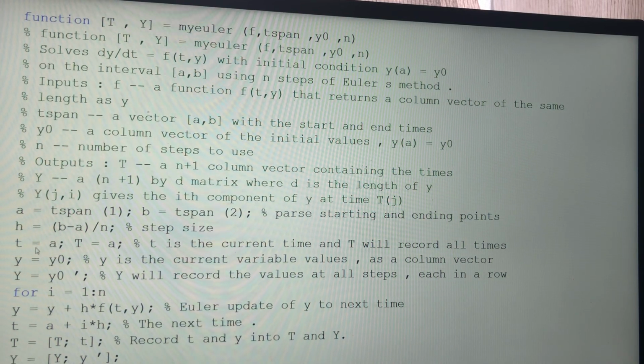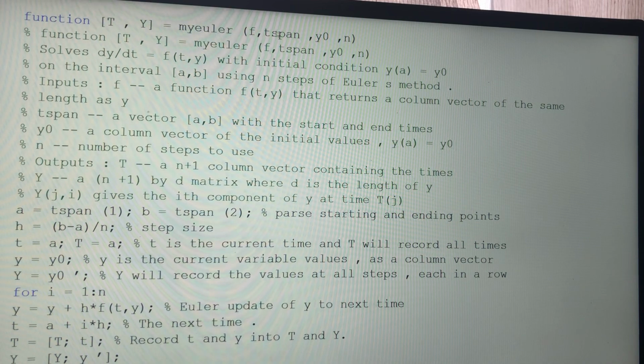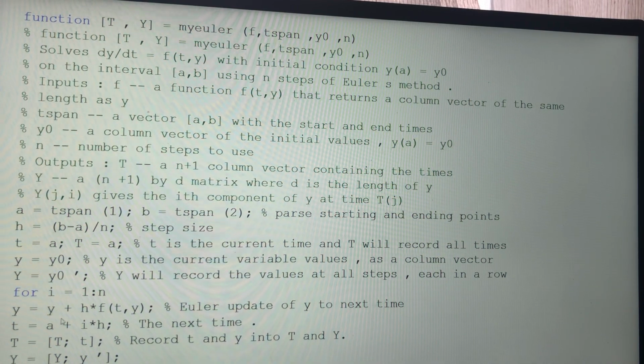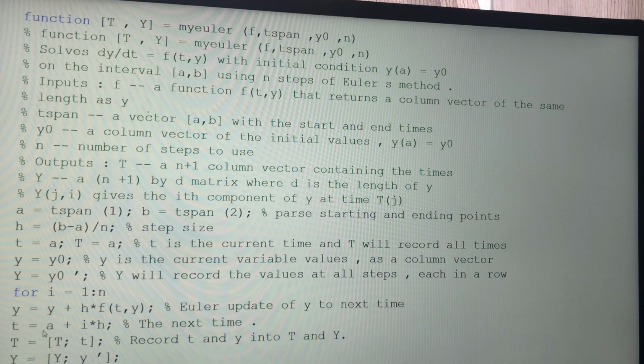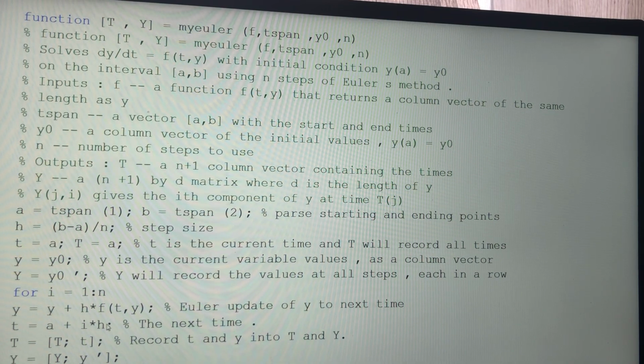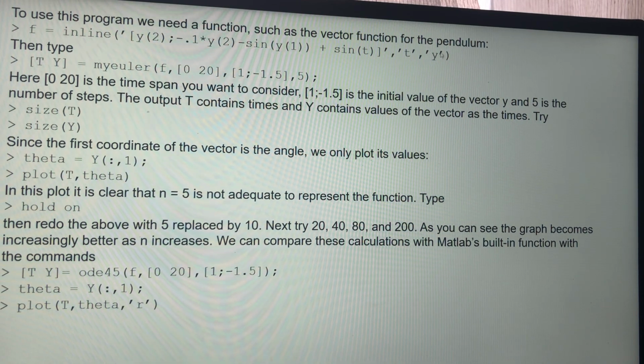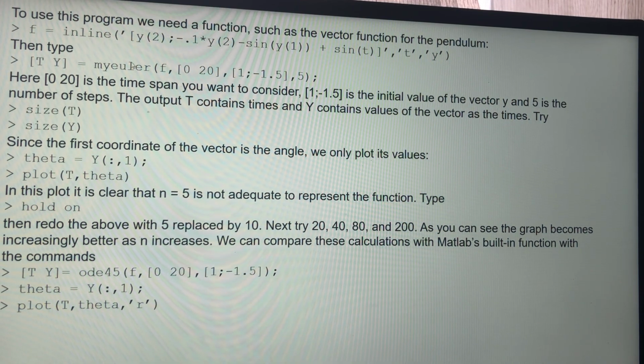You can easily write the code of the Euler method. It will take the f function, the t span, where you want to solve, y0 the initial condition, and how many iterations you will do. y equals y plus h times f of t, y. And in this one, you are updating the time, t equals a plus i times h. And in here, you are recording the time and the solution, okay? You can call this program, for example, for our theta function, and if you do this, you will see a very similar result to what we got, okay?